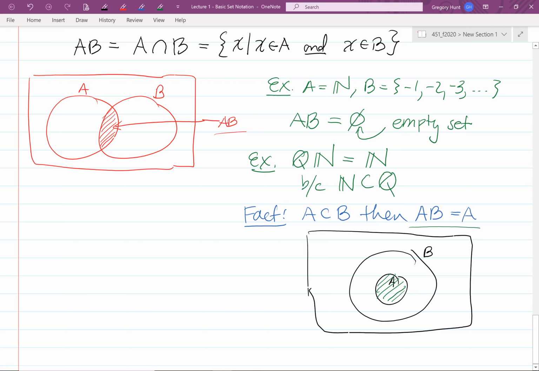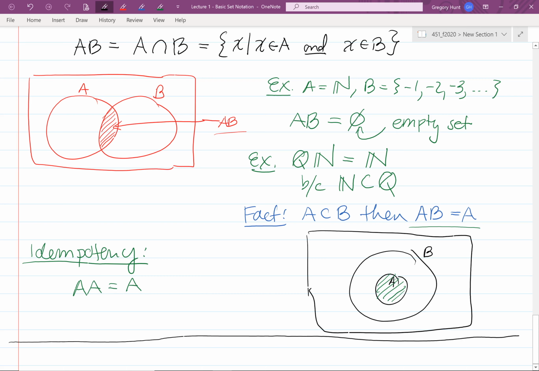I guess the other last fact we could say, there's an idempotency law for intersection, which is that if I take a set A and I intersect it with itself, I'm also going to get back itself. So just like we had with unions, that's true of intersections also. Okay.